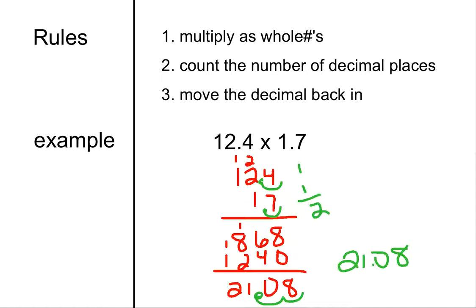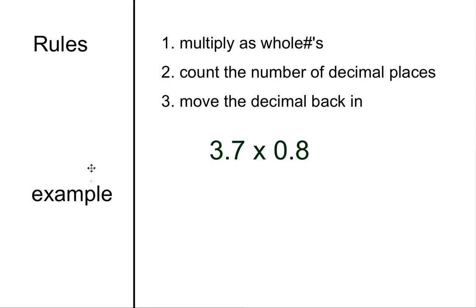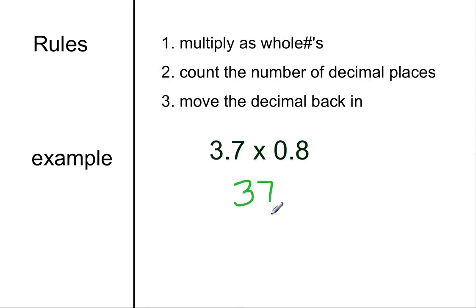So let's try the next one. Go ahead and multiply 3.7 and 0.8. Think of them both as whole numbers. So we have 37 times 8. We don't have to write that 0. 8 times 7 is 56, carry the 5. 8 times 3 is 24, plus 5 is 29.